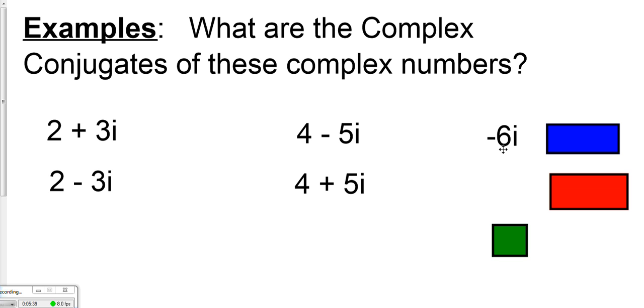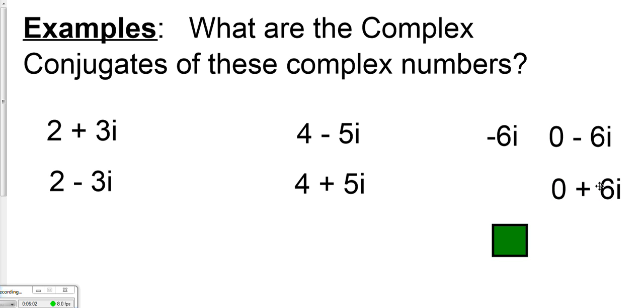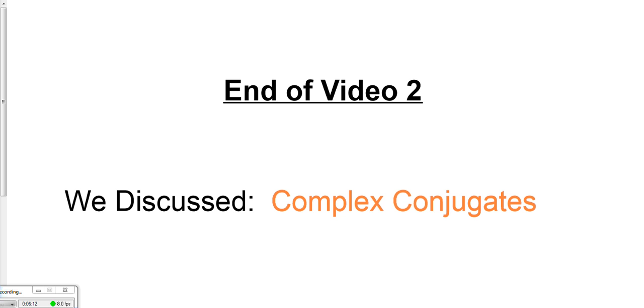If you just have simply negative 6i, this one might be kind of weird to think about. First, consider it 0 minus 6i, right? Negative 6i is the same as saying 0 minus 6i. Here's your real part. Here's your imaginary part. Now, to make this opposite, it would just be 0 plus 6i, which is the same as saying positive 6i. So these are complex conjugates of each other. So that'll cover it for complex conjugates.